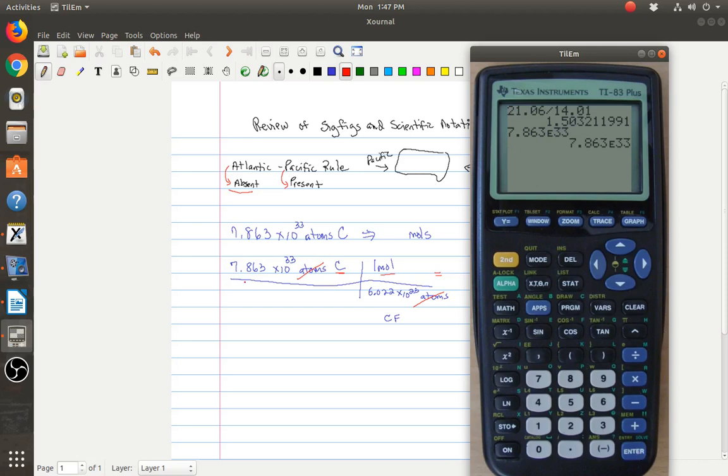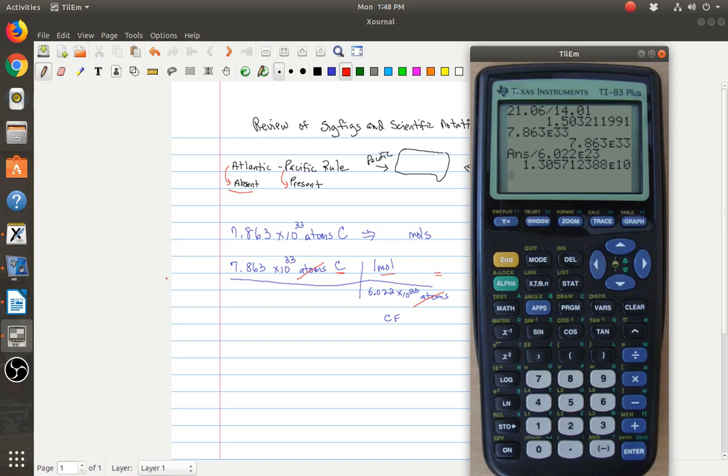It's over here, 7.863 times 10 to the 33rd. Now it's on the bottom, so I have to divide. So divide by 6.022. There's that second function, the double E, where it has the comma, and 23, because that's the number that we're going to use a lot as Avogadro's number. Enter. So there's my final answer, or my raw answer without changing sig figs.